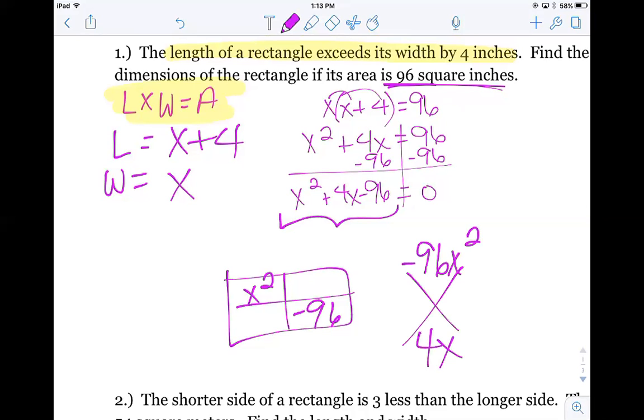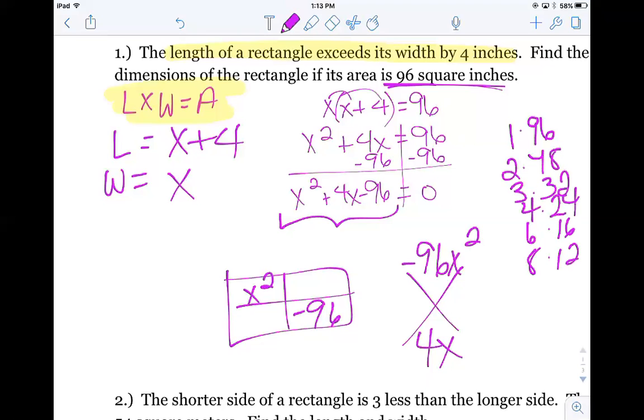You could make a list of all the different combinations. For example, you could do 1 and 96, 2 and 48, 3 and 32, 4 and 24, 6 and 16, and then 8 and 12. Sometimes seeing a list is helpful in trying to narrow it down.